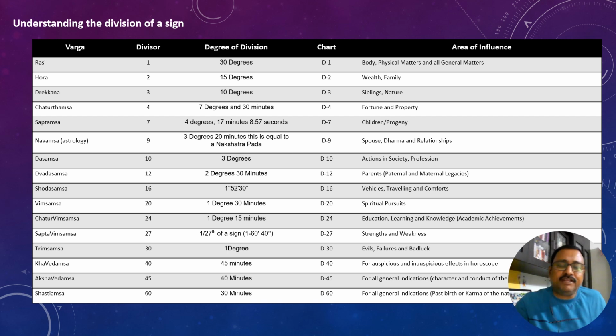And we can even get into the 60th part of a sign, which is the smallest element given by Sage Parashara, and it is called Shashtiamsa.